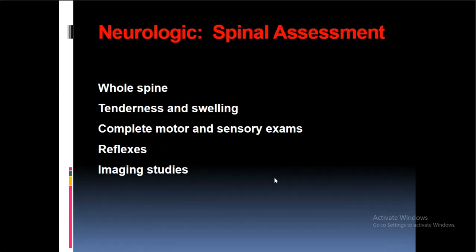In neurologic and spinal assessment, I should do an examination of the whole spine. As we said, I should do log rolling in disability, turning the patient as one piece. But in the secondary survey I should see the whole spine and do a neurologic examination for sensation, motor and reflexes. And if I find tenderness, complete motor and imaging studies.